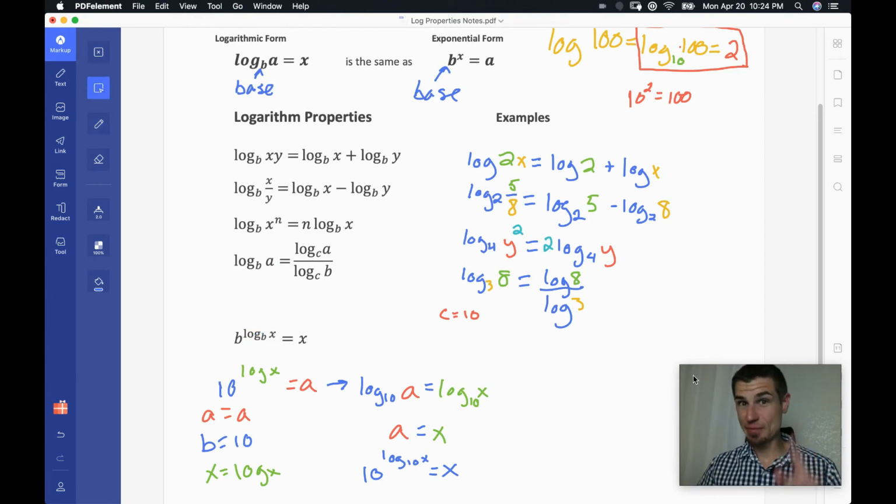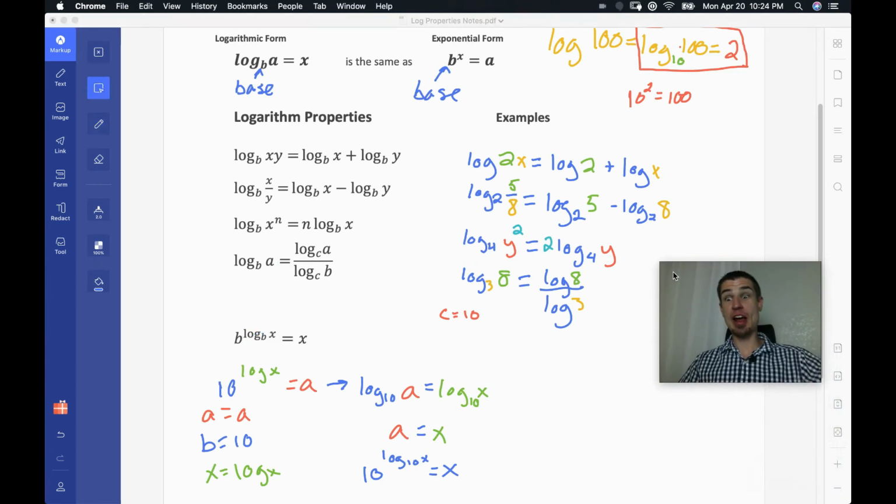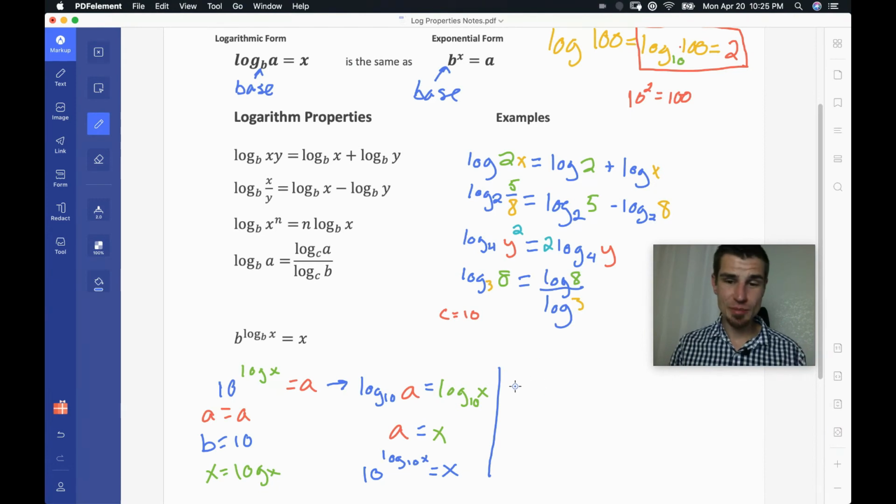Now to find our next property, let's move myself up. What if we had something kind of similar? What if we had log base 3 of 3 to the x power? What would that be? Well, we don't know what it is yet, so let's just call it y.